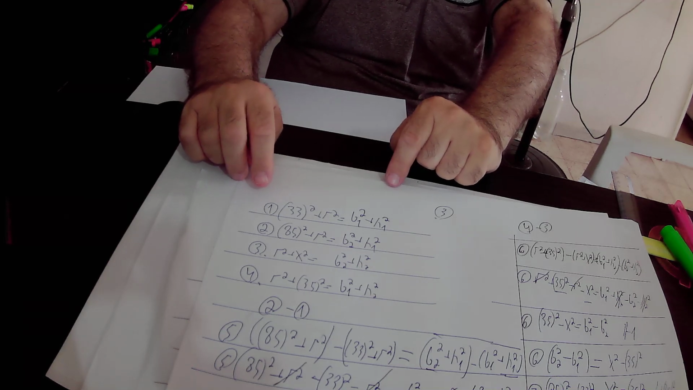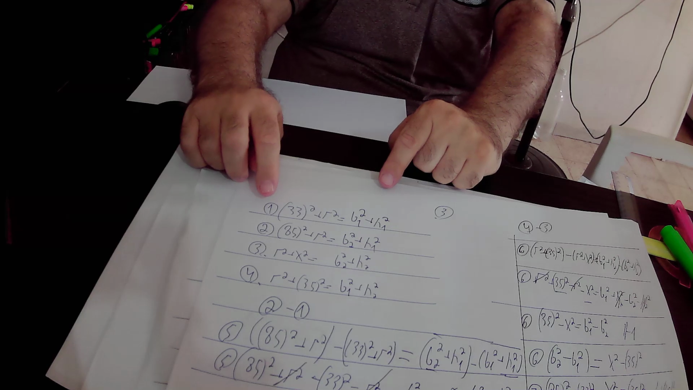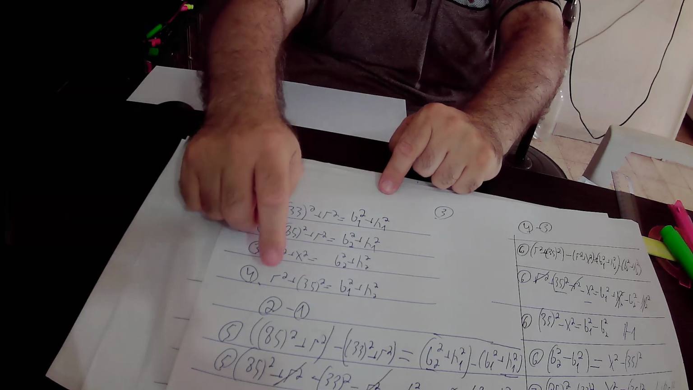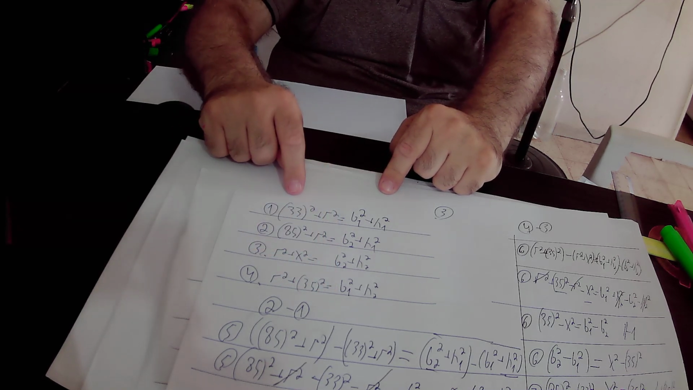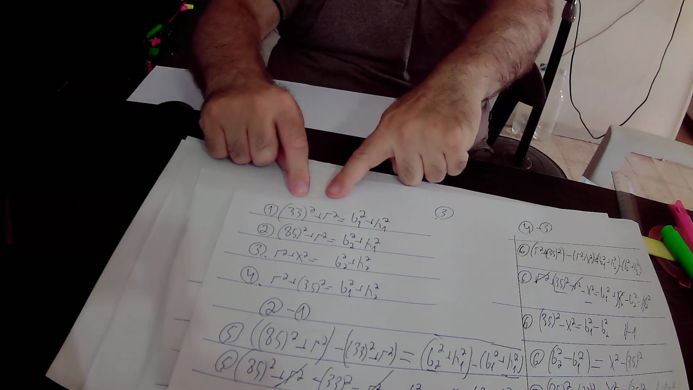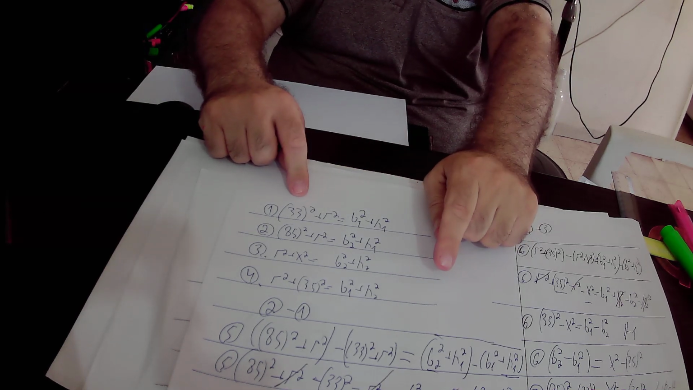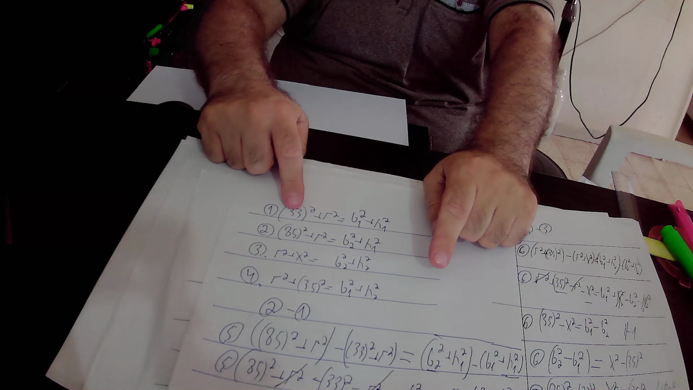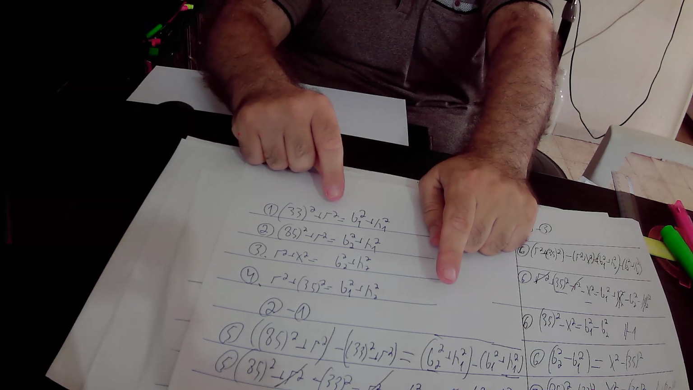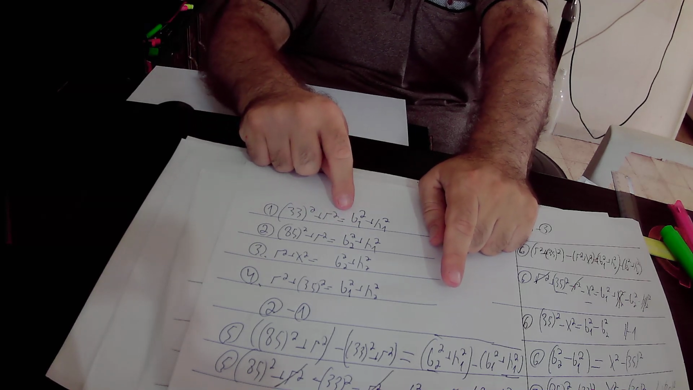Then we subtracted equation number 2 from equation number 1. That is to say, here equation number 2 is 85 square plus r square, minus equation number 1, that is 33 square plus r square. So we subtracted this side, and then we subtracted the other side of equation number 2 from equation number 1.